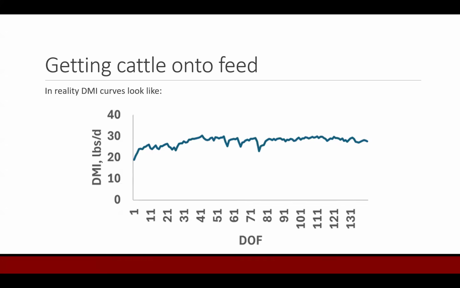This is what dry matter intake curves commonly look like. Okay. So you have periods of time. Maybe we're too aggressive here, too aggressive here, here, where we gave them too much of a bump in feed or feed call so that they gorged, made themselves feel sick, and then they came off feed the next day. Okay. So these types of drops in intake are what we're trying to avoid.